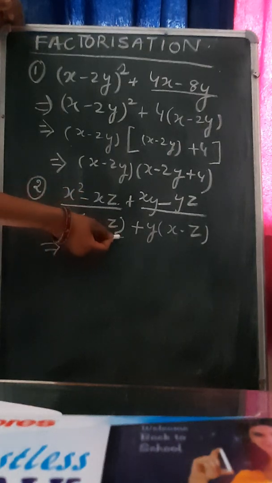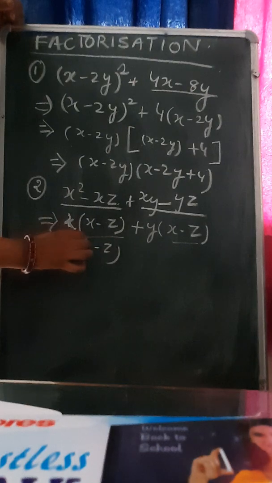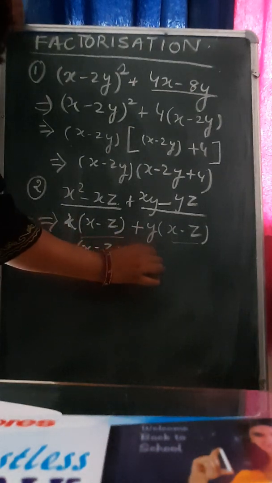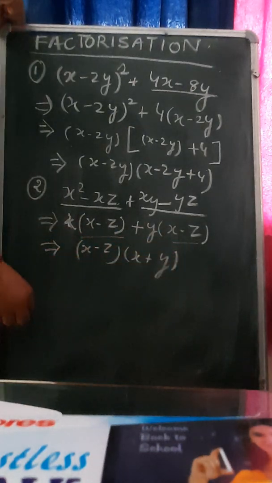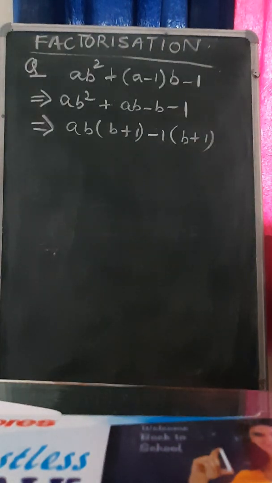So this can be written as this, and now x minus z is common in both the terms. So we can take x minus z common, and here x remains and here y remains. So it is (x minus z) into (x plus y).